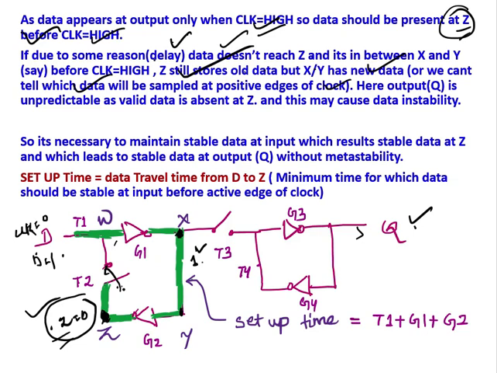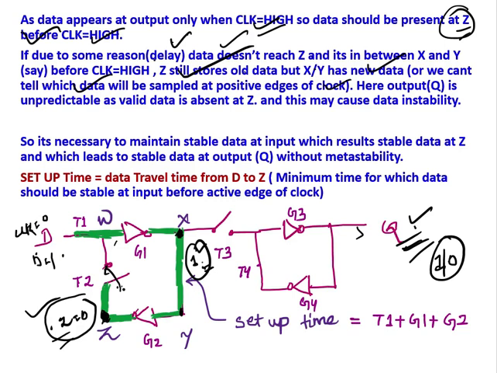Here the circuit will show unpredictable behavior, because this is our new data, and this one we should get here, but because of some kind of hardware glitch or some electrical noise, our output data is unpredictable. It can be 1 or it can be 0, and we cannot say. Unpredictable means we cannot say whether it is 1 or 0.